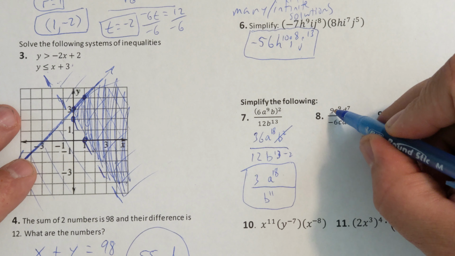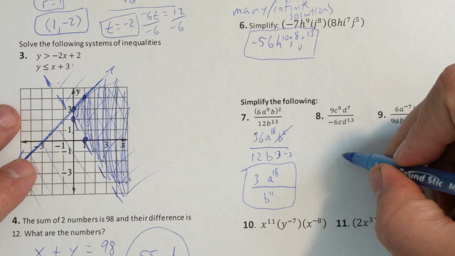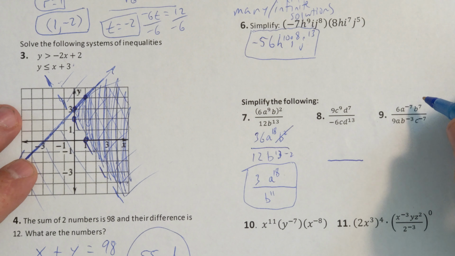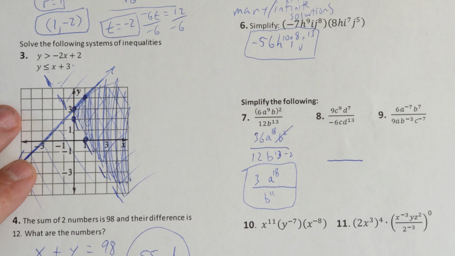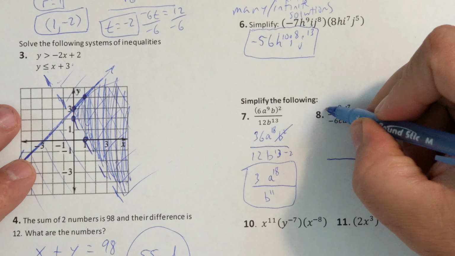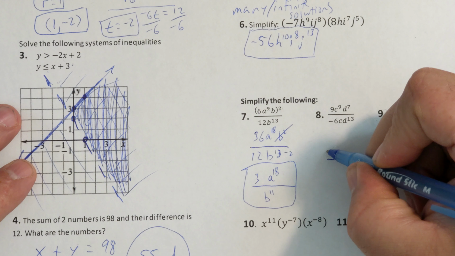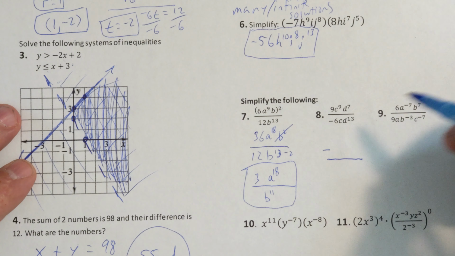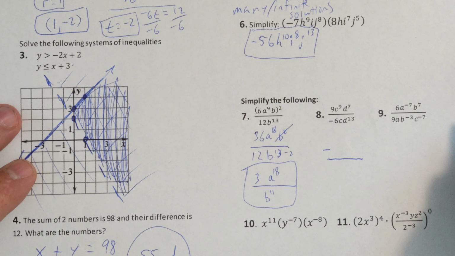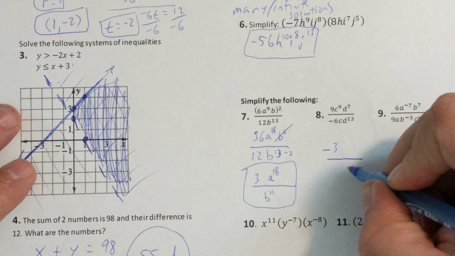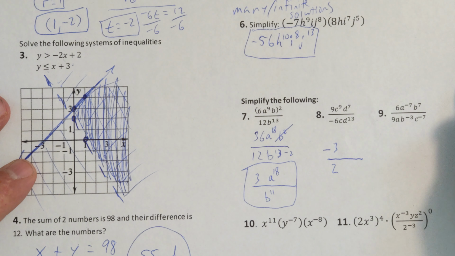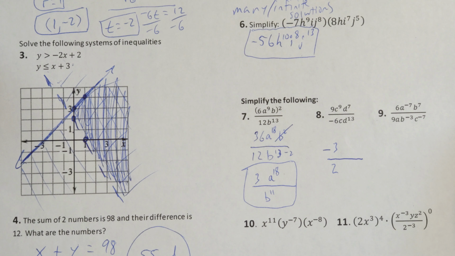Number 8, the 9 and the negative 6 can be reduced. Traditionally speaking, we have the negative sign either in the numerator or out here in the front. So I'm going to move it to the top instead of leaving it down here. 9 and 6 can both be divided by 3. 9 divided by 3 is 3. 6 divided by 3 is 2. That's for the coefficients in the front.